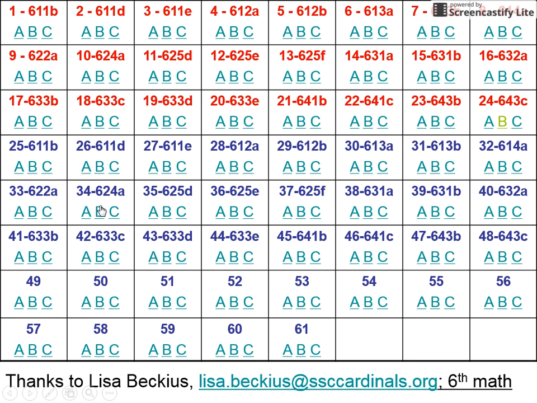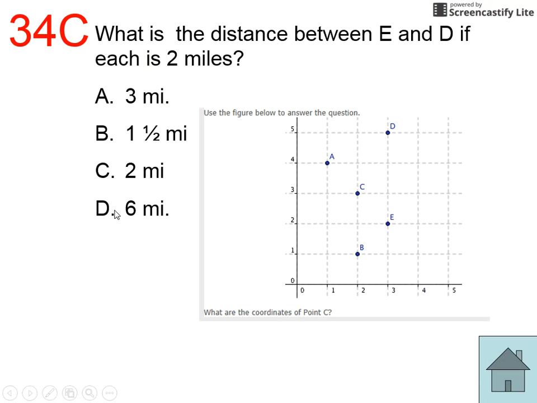Okay, the next question is 34C. 34C says, what's the distance between E and D if each is 2 miles? This is what we did this week, so I expect you to work this problem out and make sure you get it right. Our answers are A, 3 miles, B, 1.5 miles, C, 2 miles, or D, 6 miles. Make sure to just put A, B, C, or D for whatever you think is correct. Go ahead and pause the video now to give students a chance to work it out.